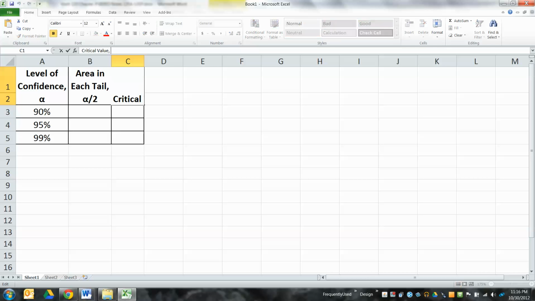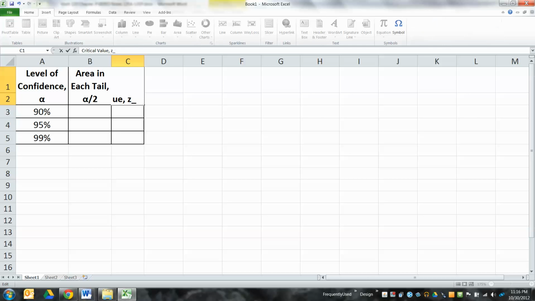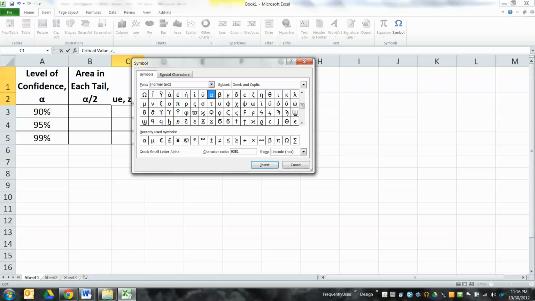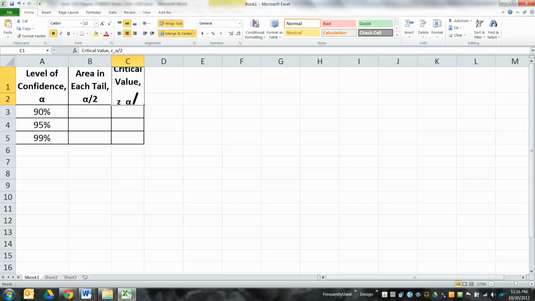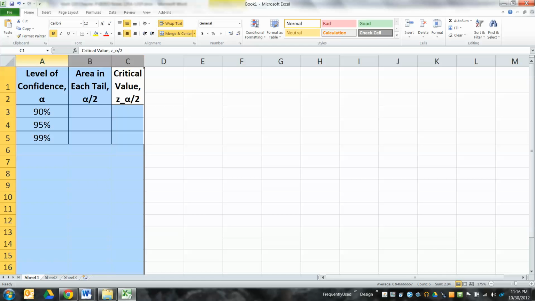All right, so our critical value is z alpha over 2. And again, you don't have to use the symbol. You can just write alpha, A-L-P-H-A. But whatever. It's in the Greek symbols. Alpha over 2. It is not liking me. There we go. Okay, so we want to be able to find all of these.